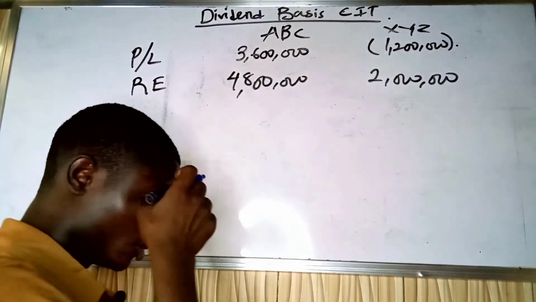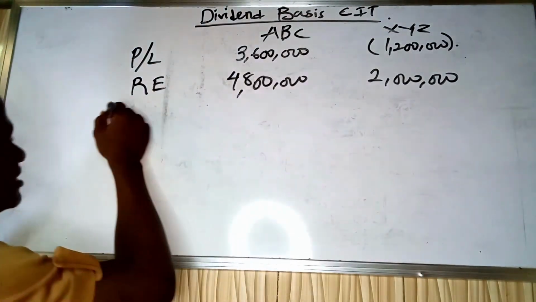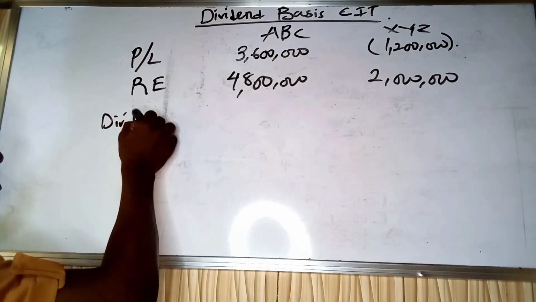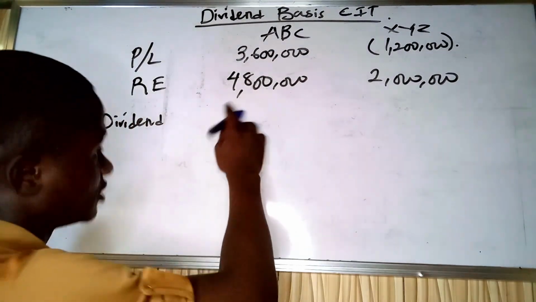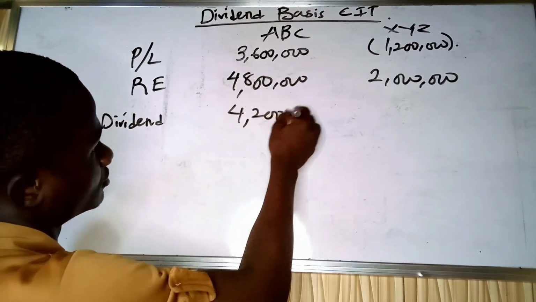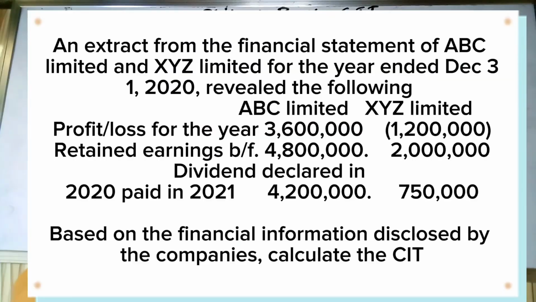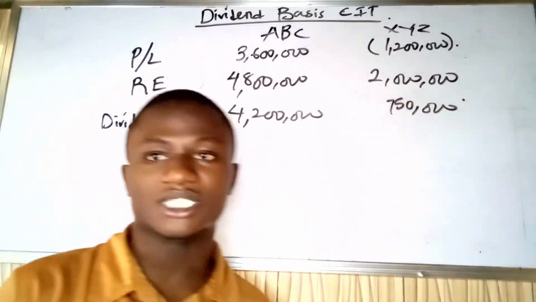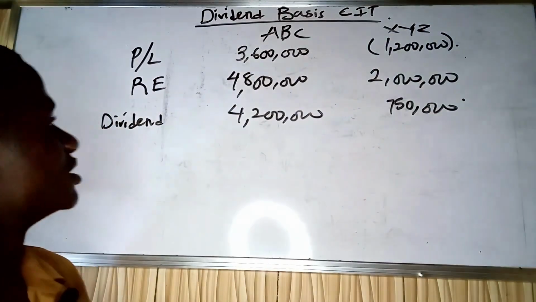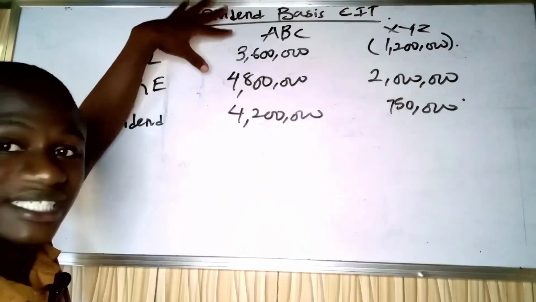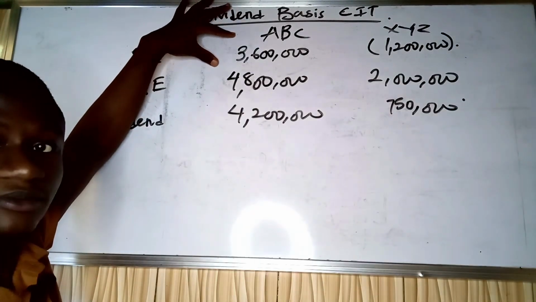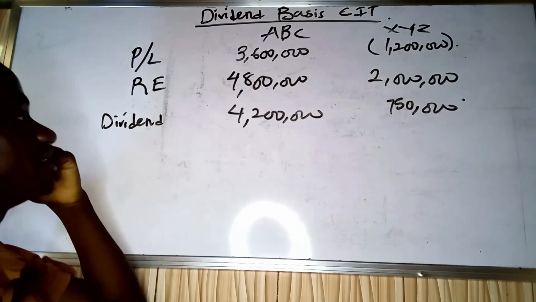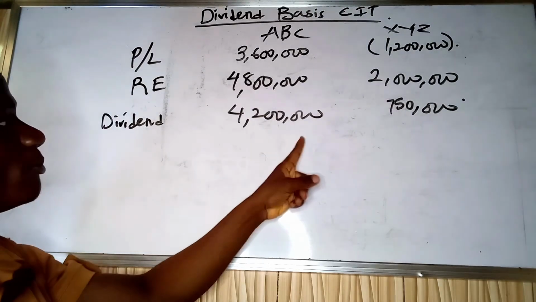So the dividend they want to pay: company ABC wants to pay a dividend of 4.2 million and company XYZ wants to pay a dividend of 450,000. So how do we tax these companies, or what are we going to use to apply tax? Now company ABC makes a profit of 3.6 million, right? And is paying a dividend of 4.2 million.